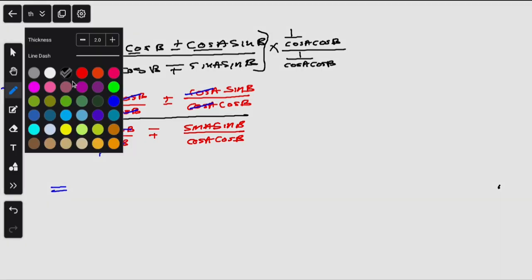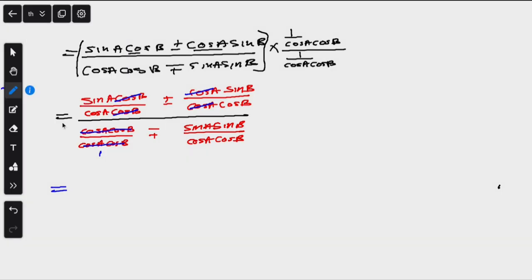Okay, let me take this one. So here we have sine A divided by cos A. If you remember, sine theta divided by cos theta is equal to tan theta. So here we are going to have tan A. Then the signs plus or minus, these have been cancelled. Sine B divided by cos B, the same as this one, so we are going to have tan B.